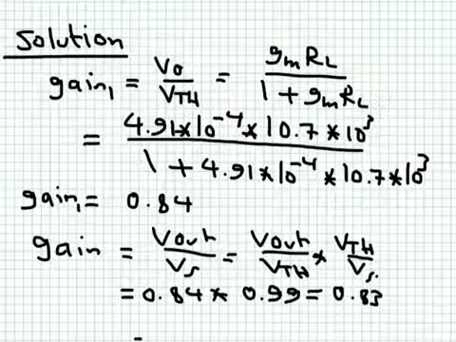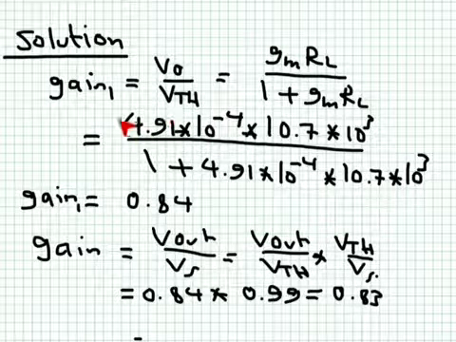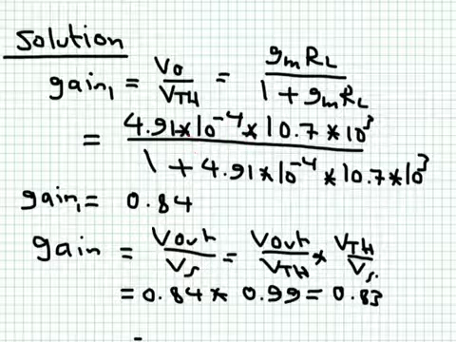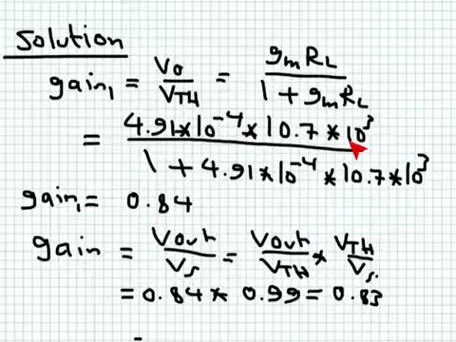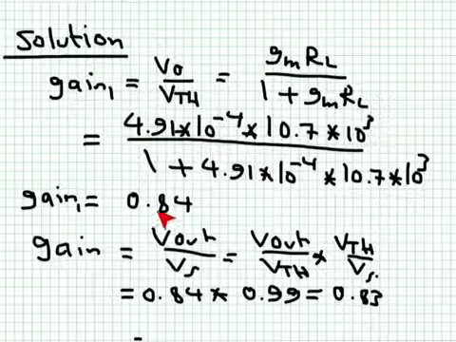So we do the calculation. If you substitute, this is GM, it is 0.491 milliampere per volt, or 4.91 times 10 to the minus 4. I know RL is 10.7 kilo ohm. If you make this calculation, you get 0.84.